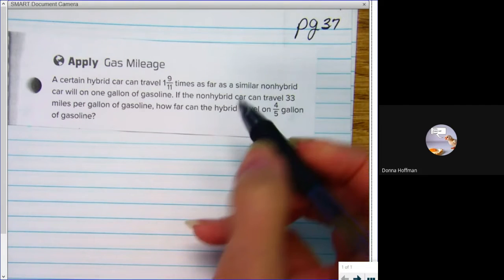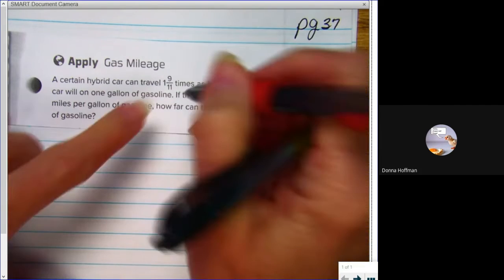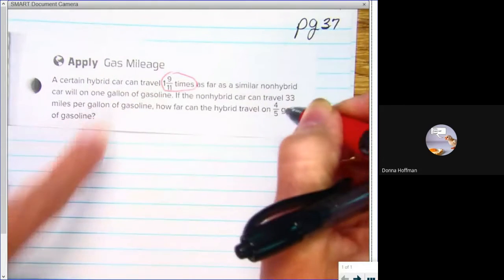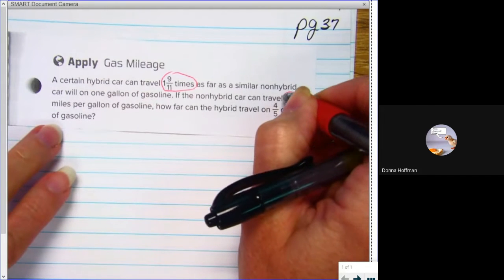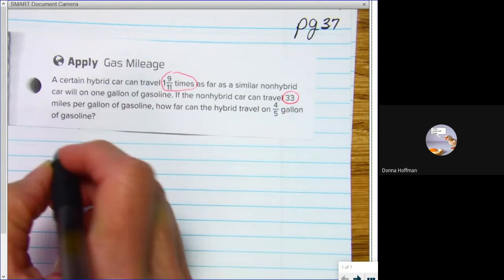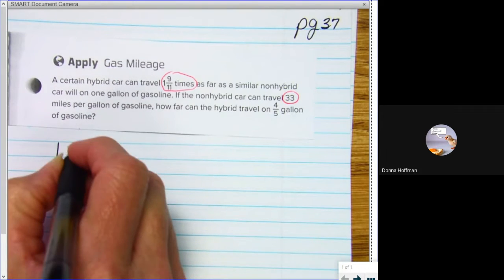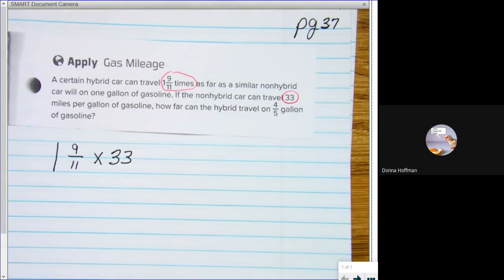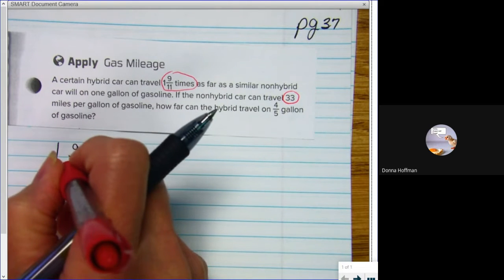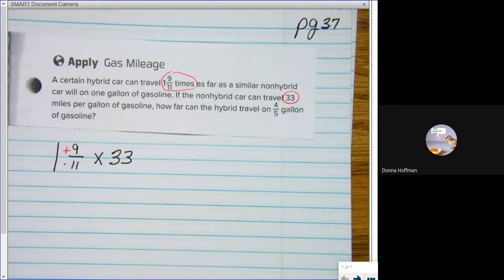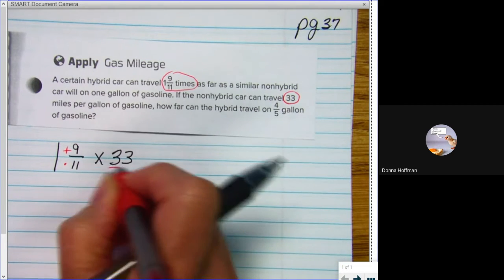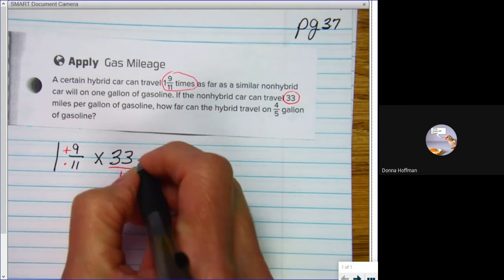So we're going to start off with 1 9/11 times 33 miles per gallon. And once again, I can't do a whole number with a mixed number. I have to fix everything into improper fractions. So I'm going to multiply my denominator times my whole number and add my numerator pieces. And then over here for my whole number, I'm simply going to place it over 1.